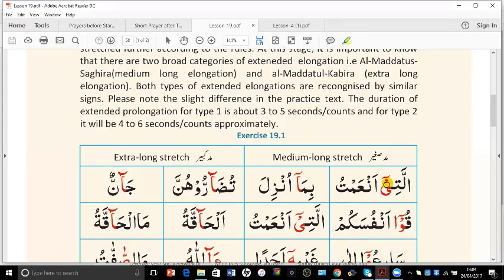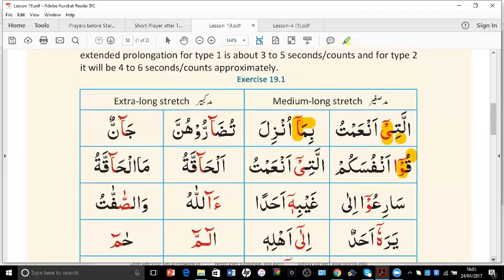Here is a ya madda. It's a ya madda because it's preceded by this kasra. Here is an alif madda, and it's an alif madda because it's preceded by a fatha. Here is a waw madda. It's a waw madda because it's preceded by a zamma. You already know that when you come to a ya madda or an alif madda or a waw madda, that you have to stretch for 2 seconds.